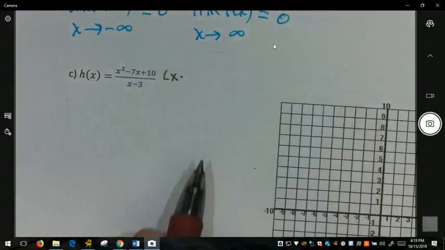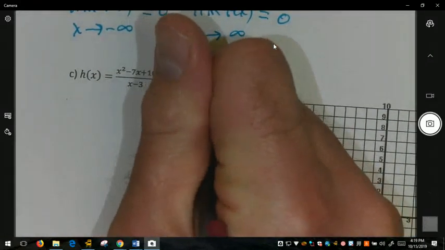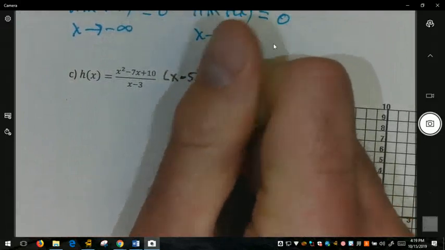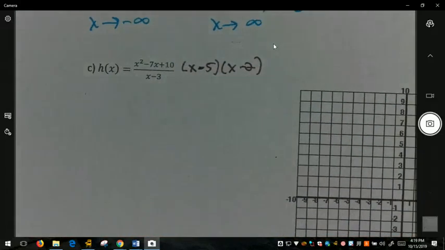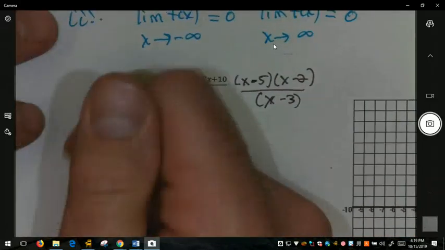This is x. Factors of 10 will never add to, yeah they will, x minus 5 by x minus 2. They'll multiply to 10 and add to negative 7. In the denominator, x minus 3. None of them cancel, so I have no holes.